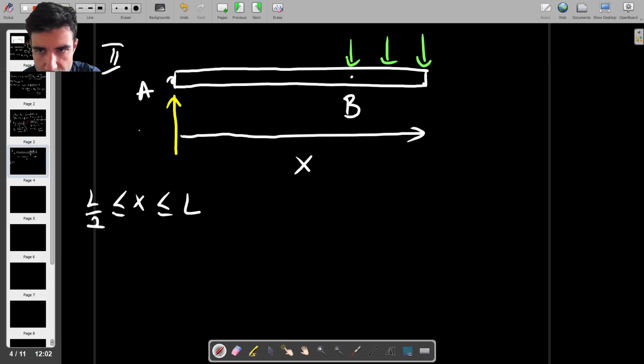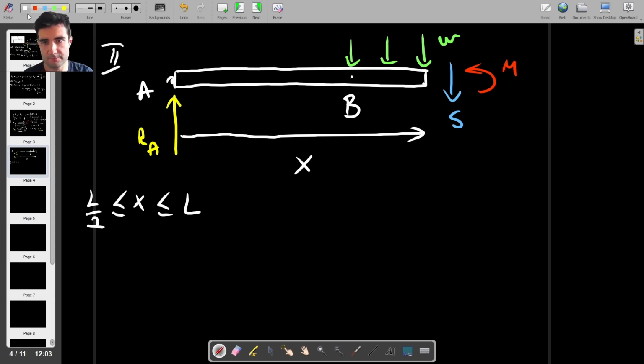We have RA, the reaction at A, and then we have a shear force on this side. Sometimes you'll see the shear force being called V or Q or S, in this case, and also a bending moment M. And this distributed load, we called it lowercase w. So let's first find the shear force.